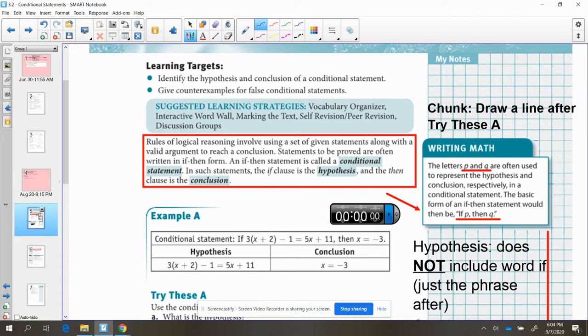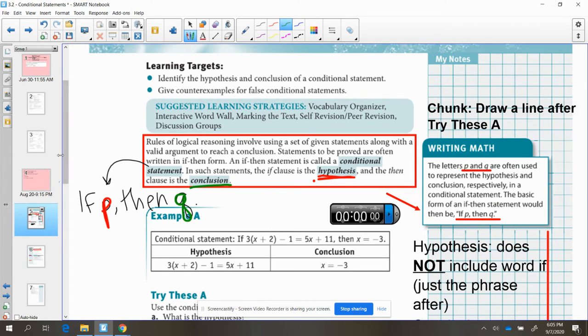Conditional statements don't necessarily have to be true statements. They're just written in an if this happens, then this happens format. And what we like to say is if P, then Q, right? This is an example of a conditional statement format, if P, then Q. The hypothesis is the P portion, the if this happens, while the conclusion is the Q portion that comes after the word then.